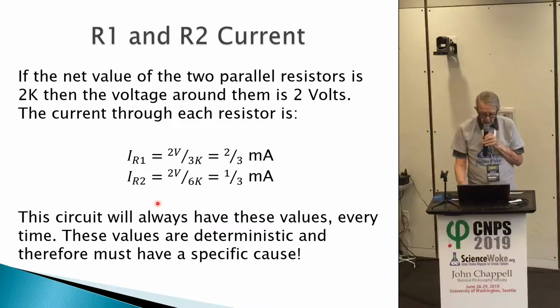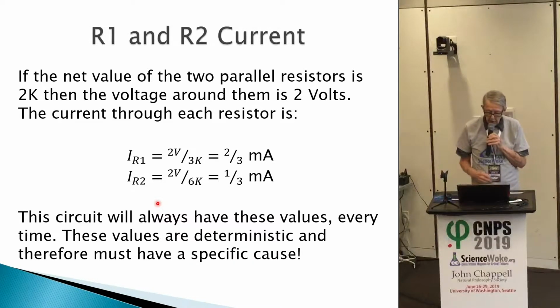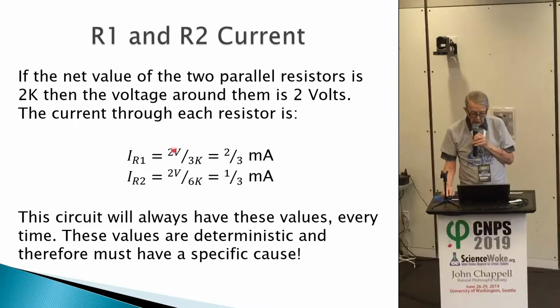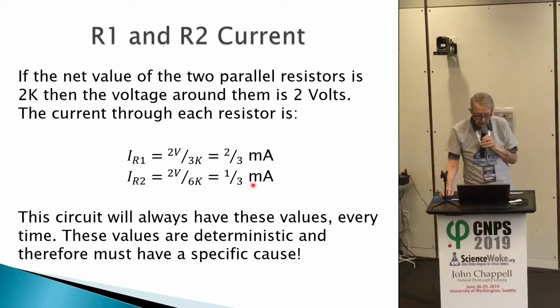Okay, I want to point out initially that the R1 and R2 current has to split. And if the net value of the two resistors is 2K, then the voltage around them will be 2 volts. So each resistor has 2 volts around it. And so you take the 3K resistor, divide 3K into 2 volts, you'll get 2/3 of a milliamp of current into the 3K, and you get 1/3 of a milliamp into the 6K.